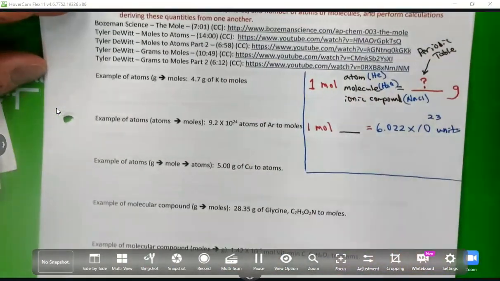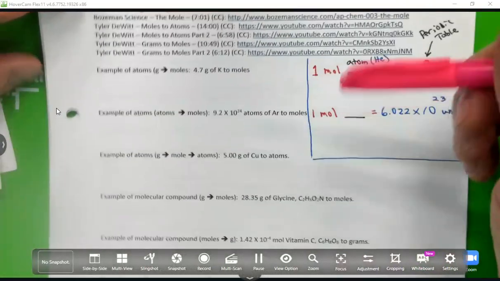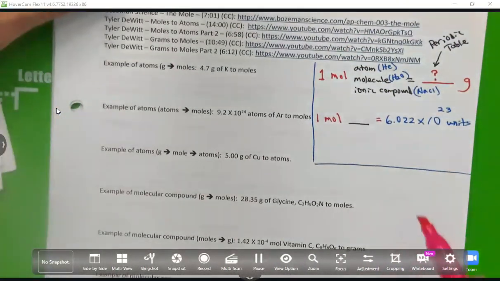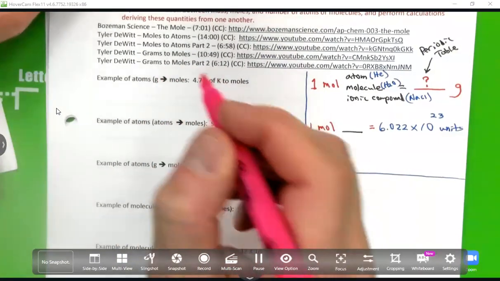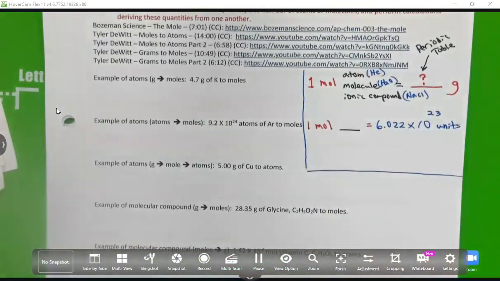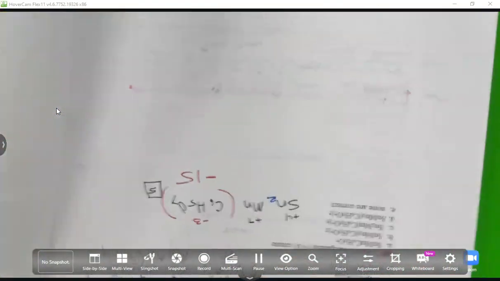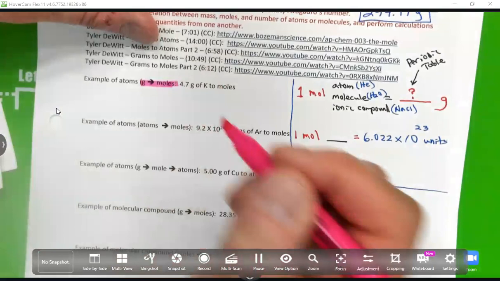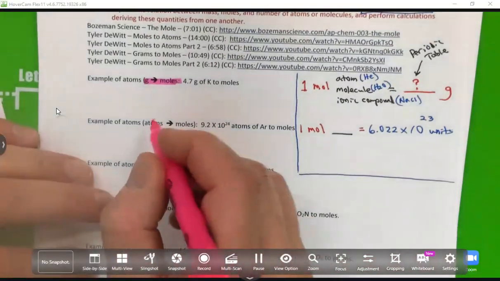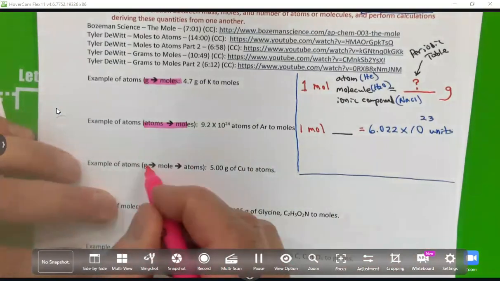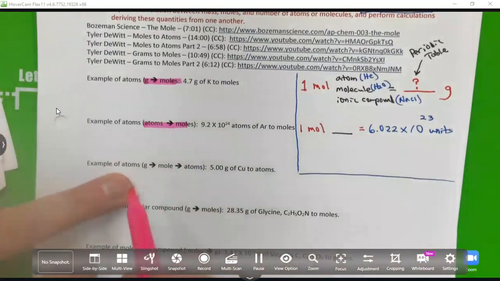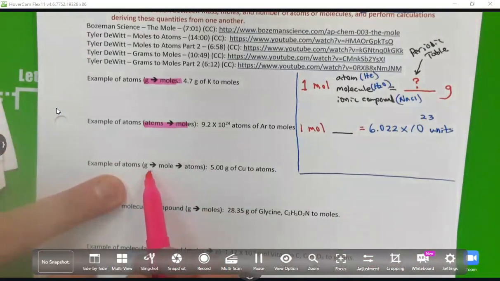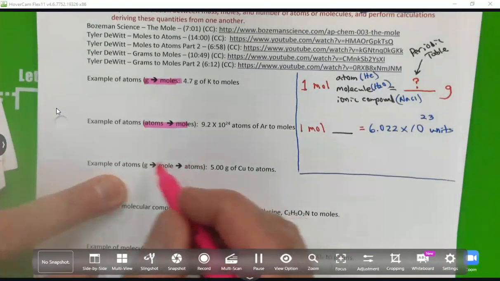So now we're going to do some examples. Please, please, please, when you go do your OWL, I've got this laid out. We are going to start with grams. I'm putting this underneath it so it doesn't bleed through. We're going to start with grams, and we're going to end up trying to find moles. Here, we're going to start with atoms to find moles, and so on. Here, we're going to start with grams, and we're going to end up finding atoms.